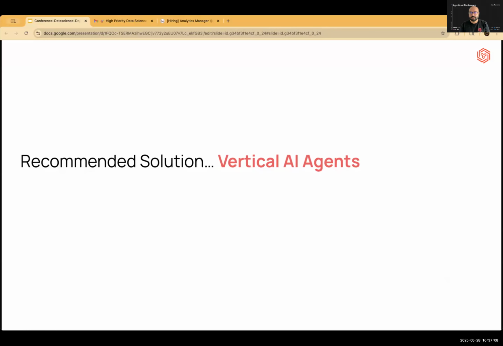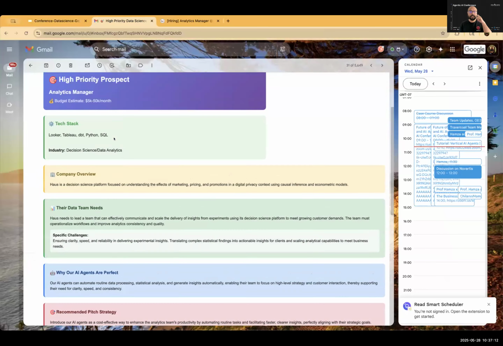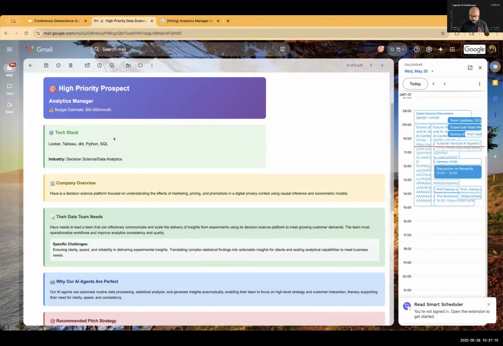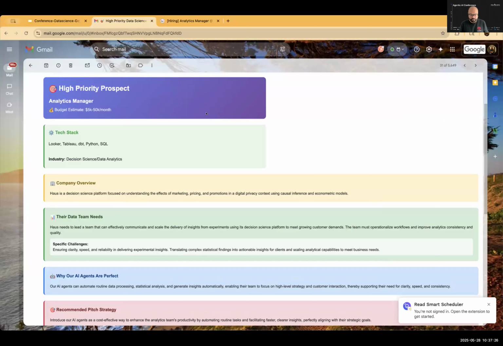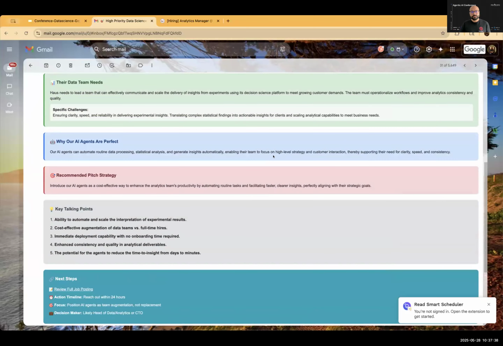And one of the best examples that I have here is this one. This is a vertical AI agent. We, as a startup, don't have a lot of money to hire people or agencies who can reach out for us. This is a tool that we built internally for us. You can see this came out 19 hours ago for me. So this is an example of a vertical AI agent.